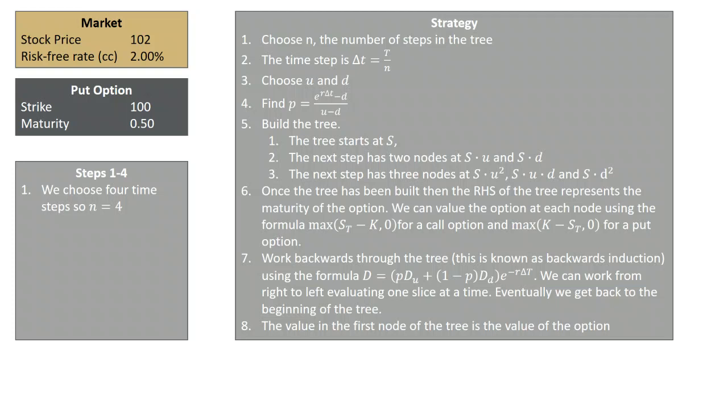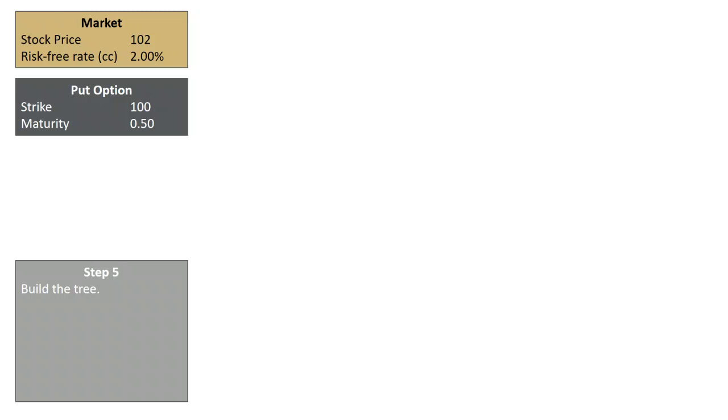We've chosen how many time steps. It will be 4. The time step, therefore, delta T, is half a year divided by 4, or 0.125. We are going to choose U equals 1.0733, and D equals 0.9317, which means P is equal to 50%. Now, it's not exactly 50%, but it's fairly close. So now we need to build the tree.